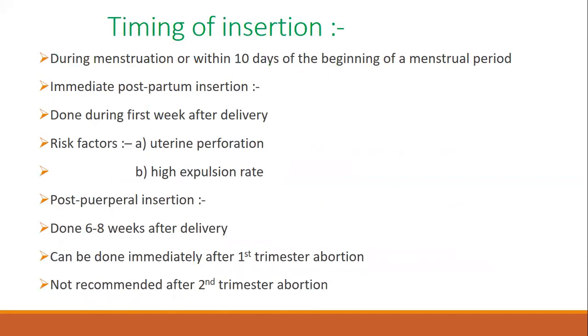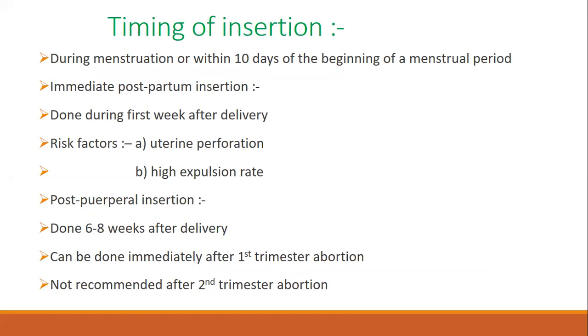Then timing of insertion. Best time is during menstruation or within first days of beginning of the menstrual period. Then immediate postpartum also we can do the insertion. It is done during first week after delivery. Risk factors in immediate postpartum insertion: it can lead to uterine perforation or it is associated with a high expulsion rate. Then post-puerperal insertion. It is done 6 to 8 weeks after delivery.